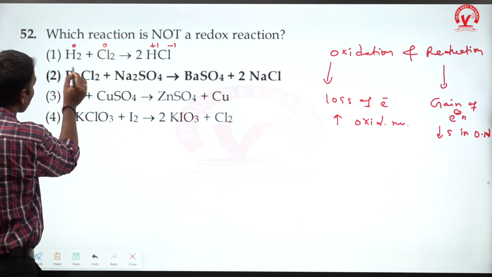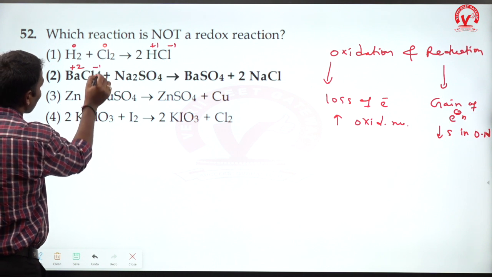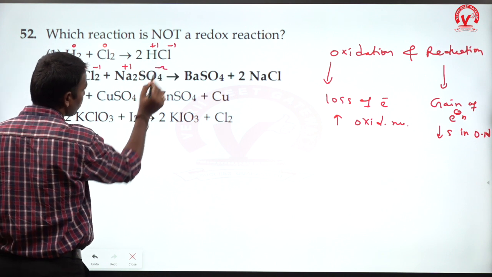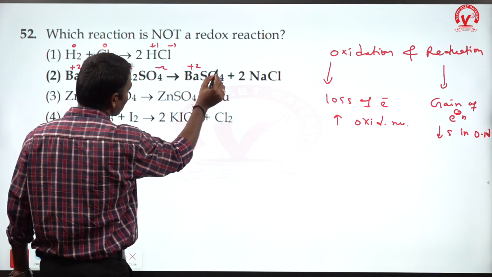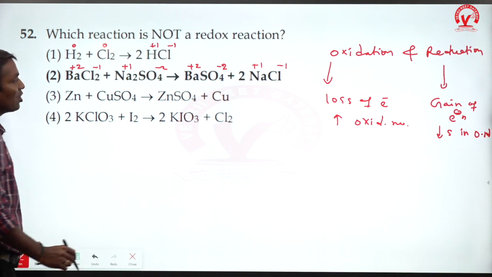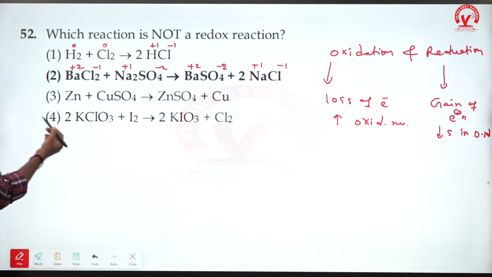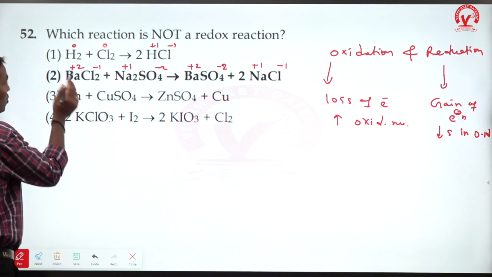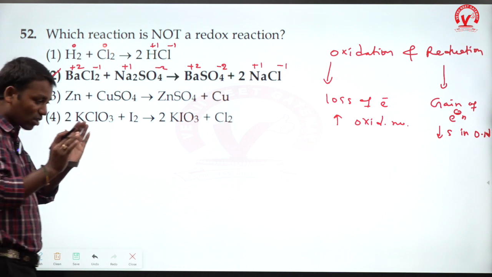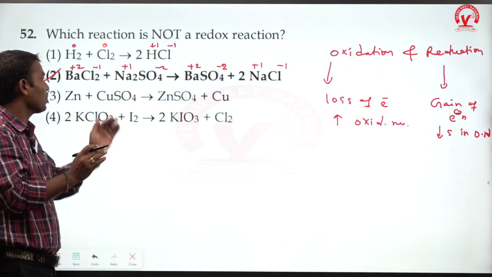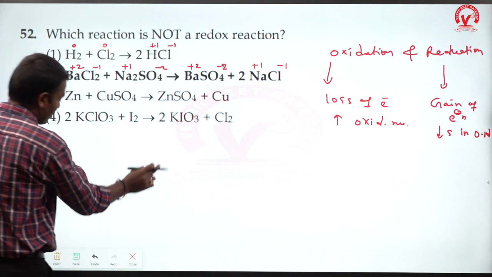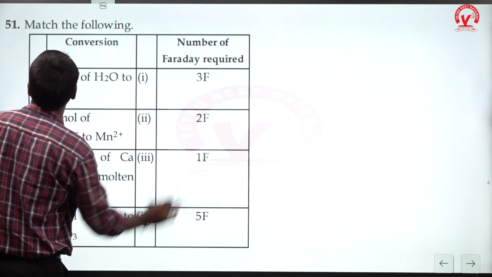But in option 2 we can observe Ba is +2, Cl is -1, Na is +1, and sulfate is -2. So there is no change in oxidation number. There is no oxidation reduction reaction, so this reaction we can take as not a redox reaction. Generally all reactions come under redox reactions, except double decomposition reactions. Yes, option 2 is the correct answer. Then move on to the next question.